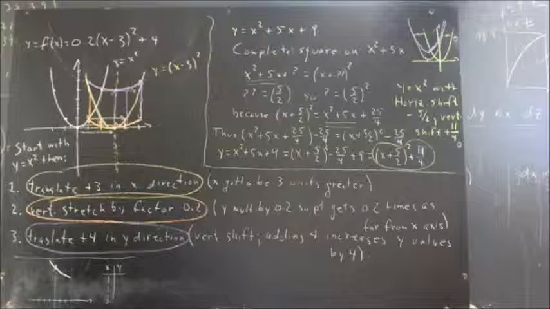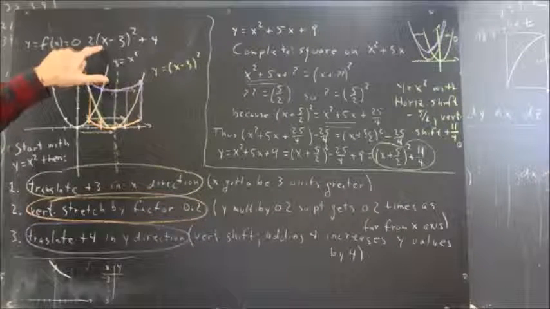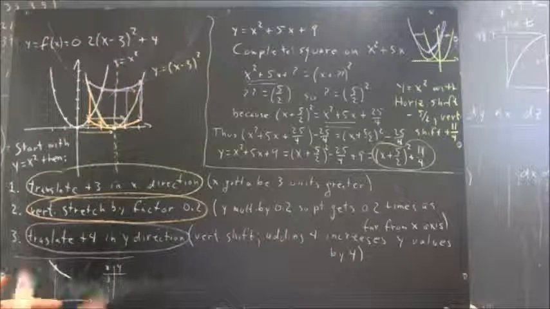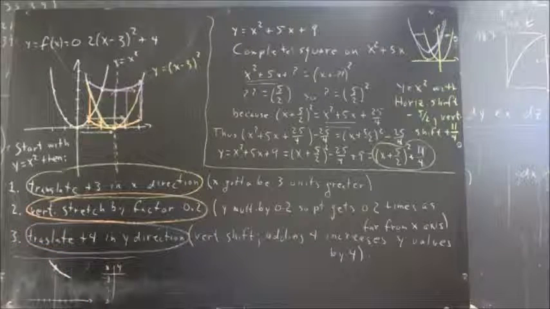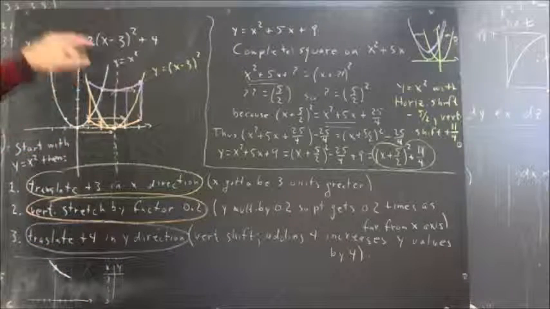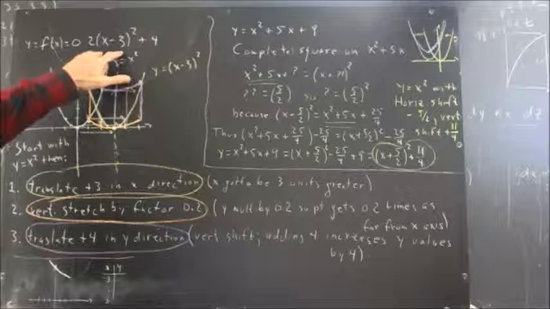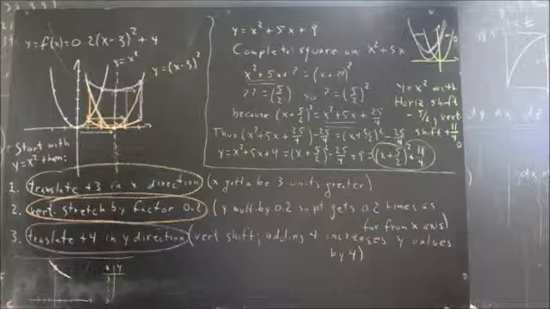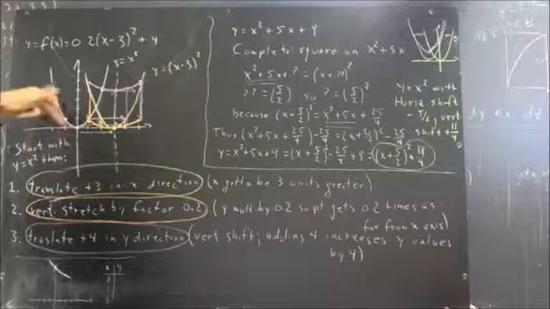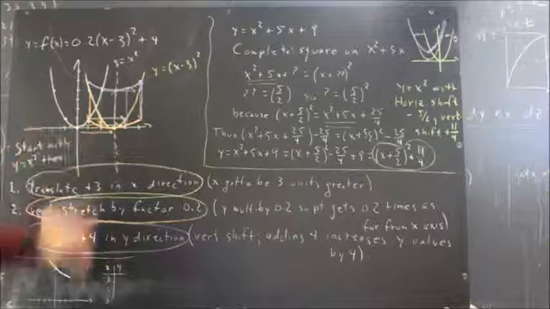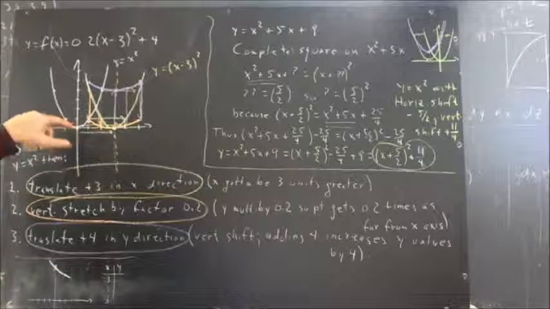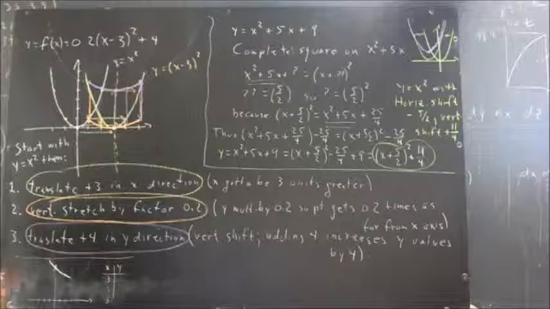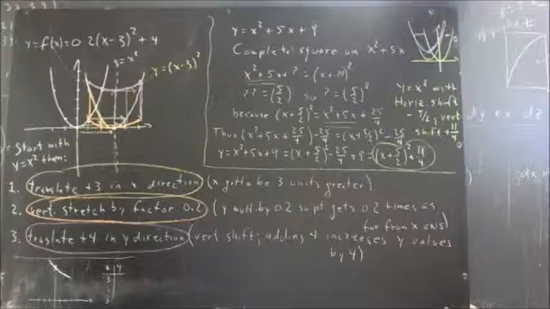Then when we replace x by x minus 3, we have to translate 3 units to the right. The reason for that again is that to get the same value from x minus 3 squared, the value of x has to be 3 bigger than it would be if you were just doing x squared, which makes the graph move to the right. You get the same y values, but x has to be 3 units bigger. So we translate plus 3 in the x direction.